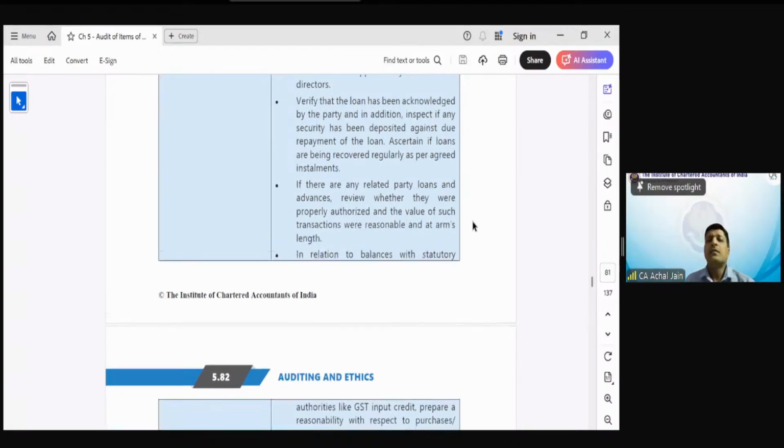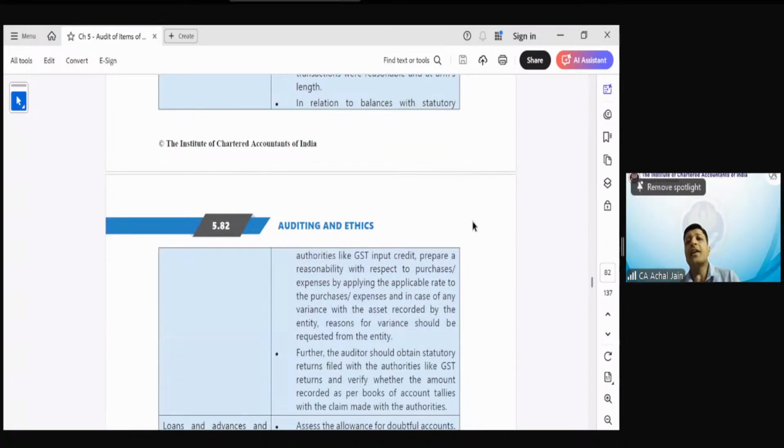Then, in relation to other current assets, now what could be the other current assets? Prepaid expenses could be there. Here again, there could be some statutory balances, for example, advance tax, GST input credit. So, how will you verify them? Of course, here again, you will look at the reconciliation in terms of what are the advances and GST input credit which are appearing in the portals of those particular statutory authorities, and whether the amount recorded in the books of accounts is reconciling with those records or not. Again, very important.